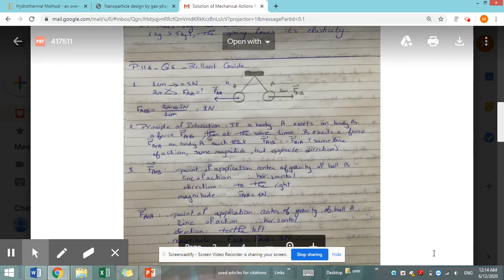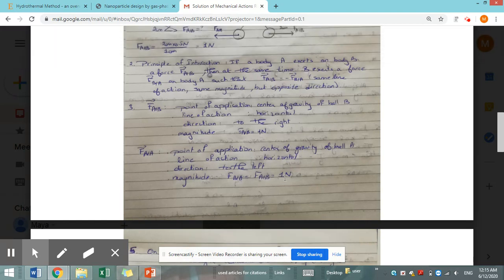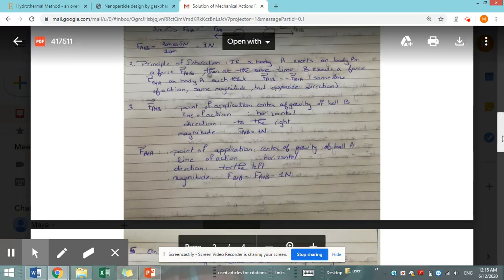What about FB on A vector? It's acting on A. So the point of application is the center of gravity of the ball A, and the line of action is also horizontal. However, it has opposite direction. What is B doing on A? It's repelling it to the opposite side, to the left. And by the principle of interaction, they have equal magnitudes, which is 1 Newton.